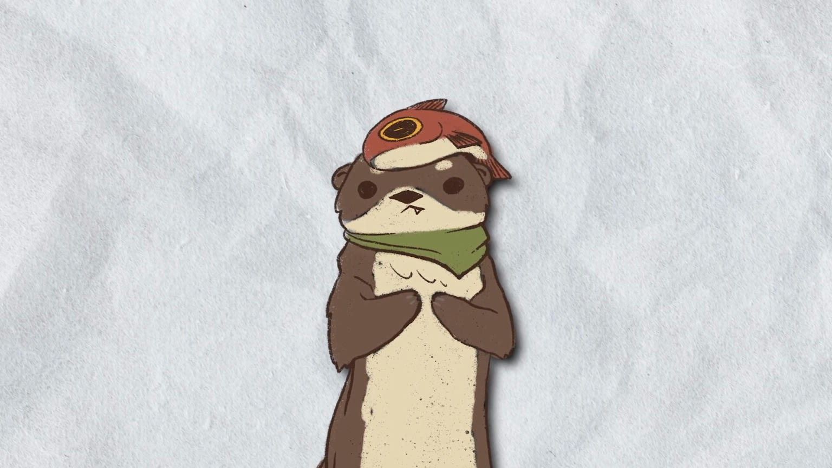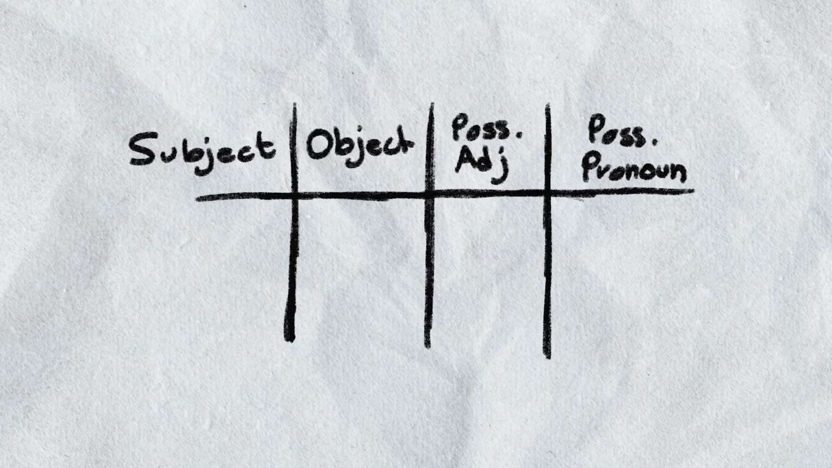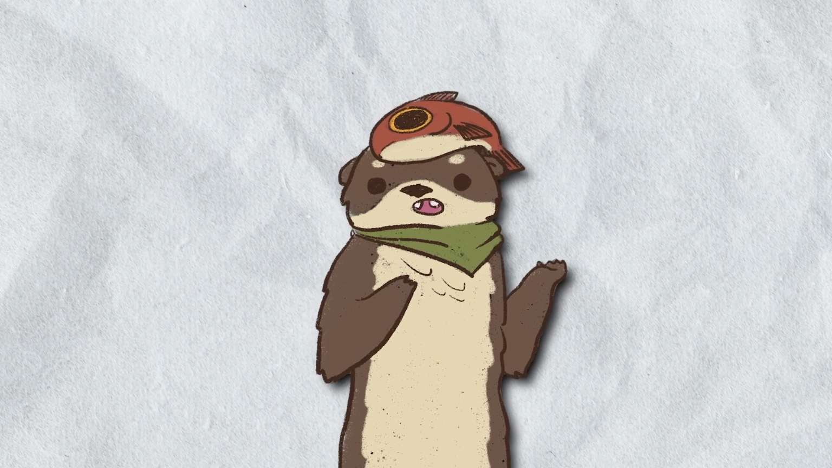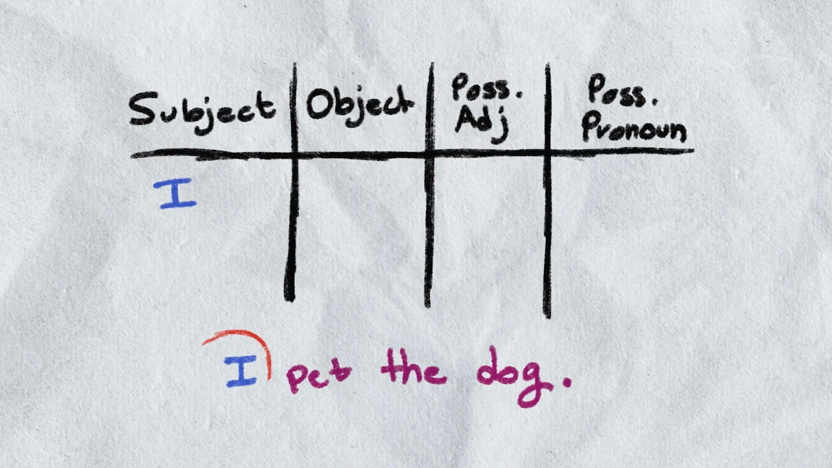And now let's get back to talking about fake Shakespearean English. To make things easier to explain, I've made this chart. I'll use the example of the pronoun I, then I'll explain how thou works. Alright, so we use I when it's the subject of the sentence. For example, I pet the dog. Here, I'm the subject of the sentence, so I would use I rather than me.